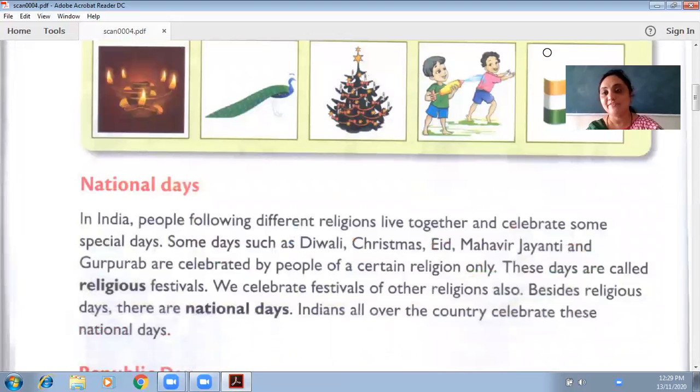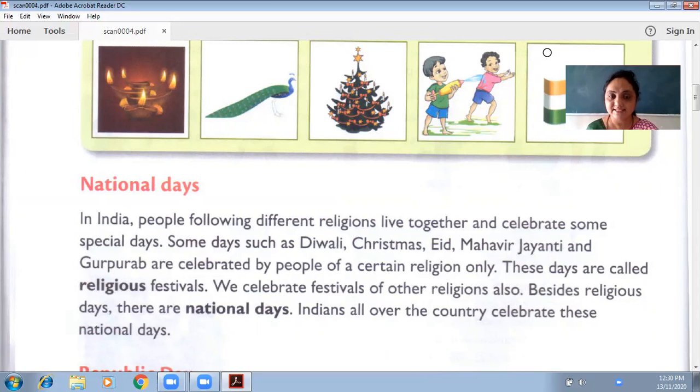Let me discuss some festivals that we especially celebrate in the community. That is what we call national festivals. What are the national festivals? We are going to discuss that. In India, people following different religions live together and celebrate some special days. We are from different religions, different languages, different customs, different cultures, and so on.